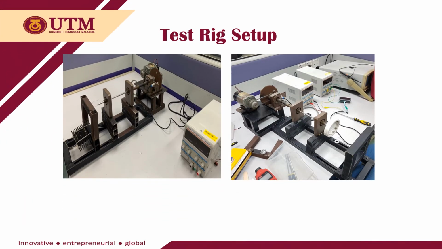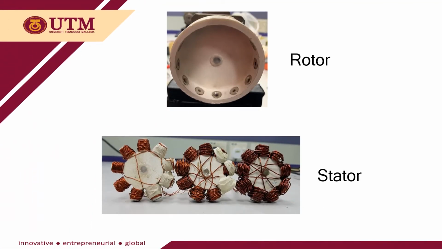The two pictures here show how the test rig is set up. For the test rig, the output is observed by using the oscilloscope. For the type of the permanent magnet that is designed, this is how the rotor and the stator look like. The stator and the rotor were 3D printed.